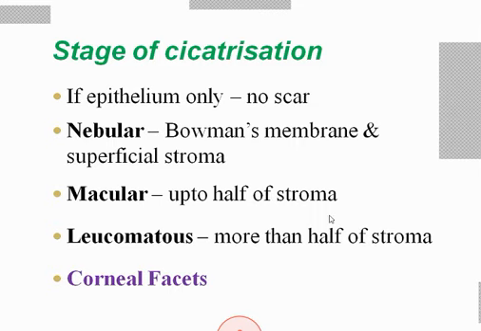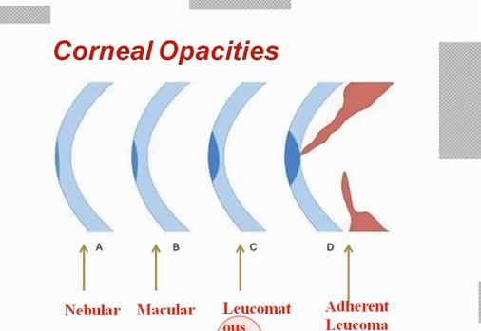It's called a macula. It does not necessarily mean it's a bigger one; the bigger one is a bigger opacity of the cornea. If half the stroma is inflamed or infected, it causes a leukomatous opacity. Then you can see small corneal facets in some of the ulcers. You can see the nebula, the macula, the leukomatous ulcer.